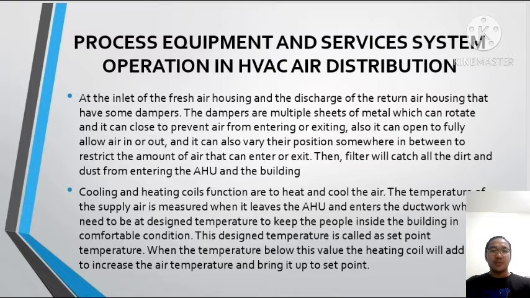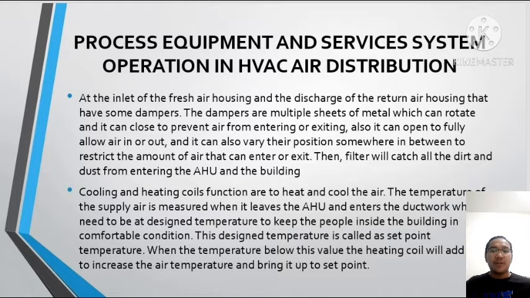Next is the process of the AHU. At the inlet of the fresh air housing and the discharge of the return air housing, there are some dampers. The dampers are multiple sheets of metal which can rotate. They can close to prevent air from entering or exiting. Also, they can open to fully allow air in or out. And they can also vary their position somewhere in between to restrict the amount of air that can enter or exit. Then the filter will catch all the dirt and dust from entering the AHU and the building.